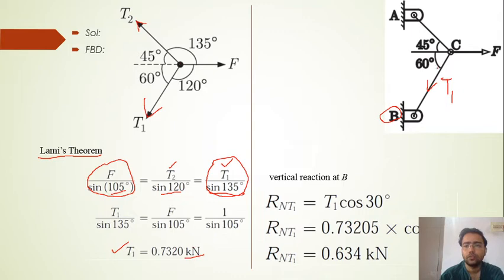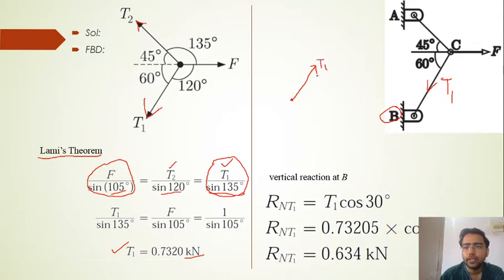Right. So once you have T1, now you have to make the free body diagram of point B. So I will make the free body diagram of point B for you. So the first thing is this T1.